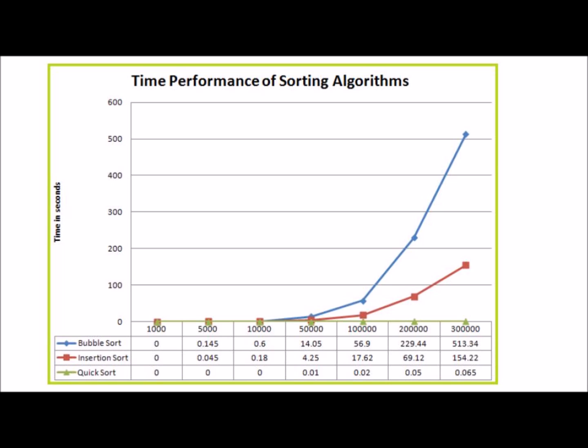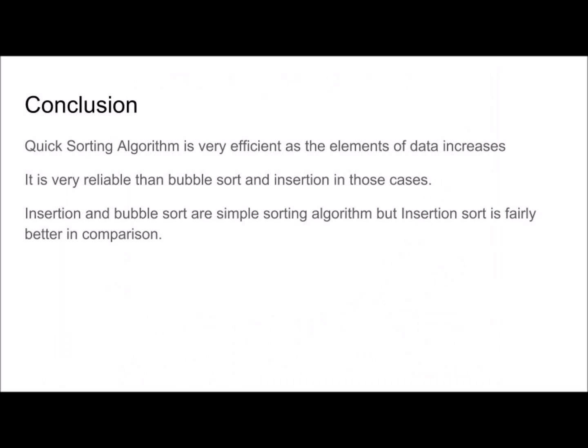So in conclusion, the quicksort algorithm is very efficient as the amount of data increases, and it is more reliable than bubble sort and insertion sort in those cases. If the data is very large, quicksort is the must-use sorting algorithm. However, between insertion sort and bubble sort, insertion sort was faster despite being one of the simple algorithms.